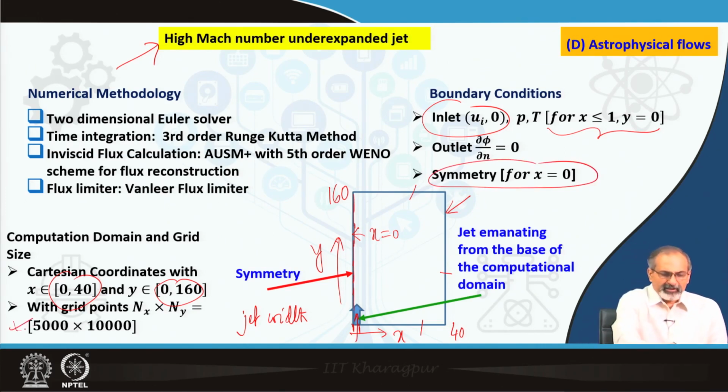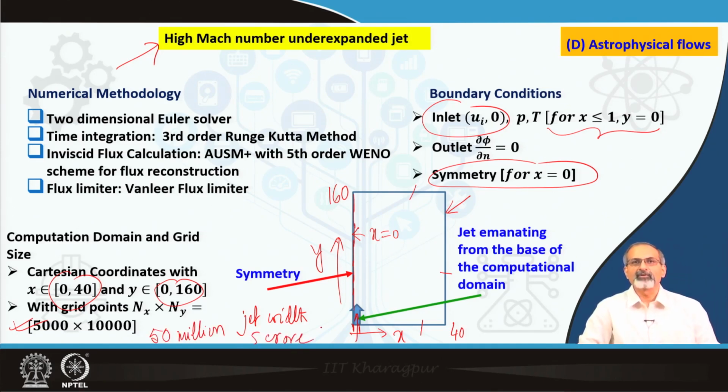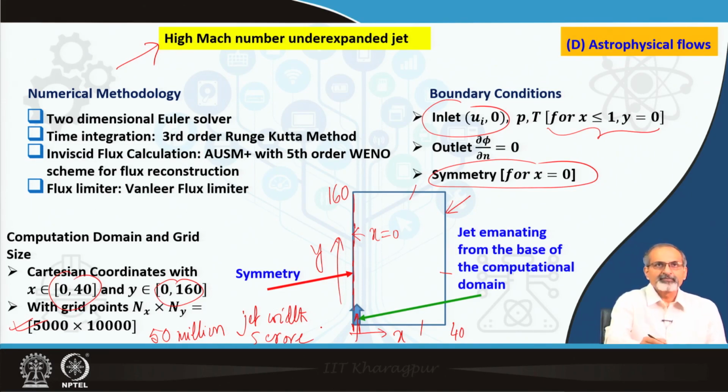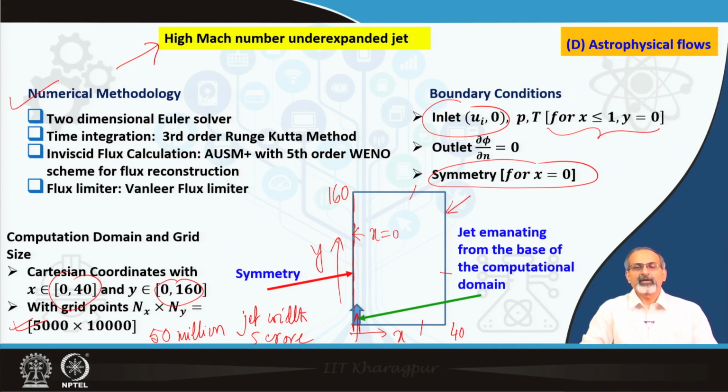If you look at the grid points, a very large number of grid points have been deployed, which makes it about 50 million or 5 crore grid points. So, this needs a lot of computing effort really, and you need to have a high performance computing system like the ones we were discussing a few lectures back. And as far as the numerical methodology is concerned, of course, we are solving two dimensional Euler equations. So, it is a two dimensional Euler solver.